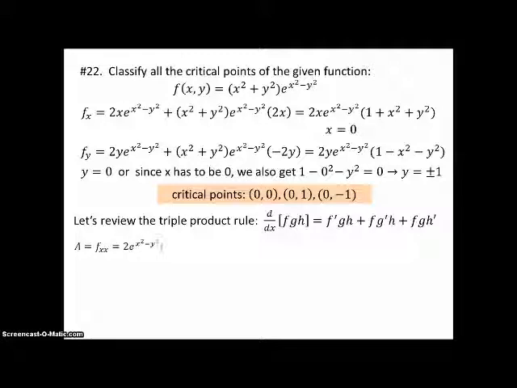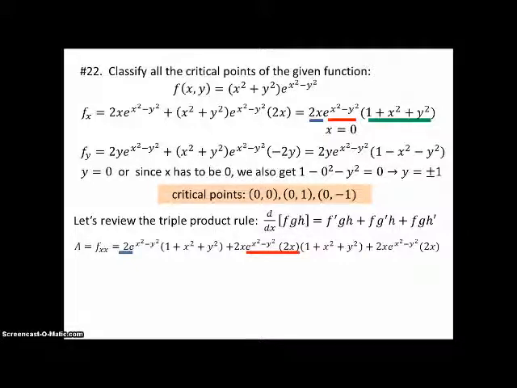So a is fxx, and we take the derivative of fx in the original computation. To show that, we've got the derivative of 2x is 2, and the derivative of e to the x squared minus y squared is e to the x squared minus y squared times 2x, and the derivative of that quantity with respect to x is just 2x.